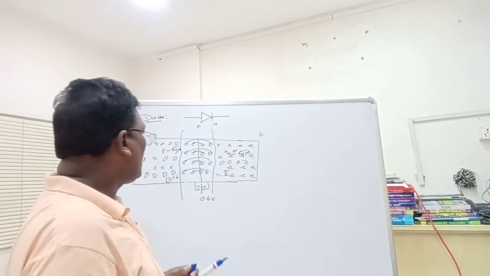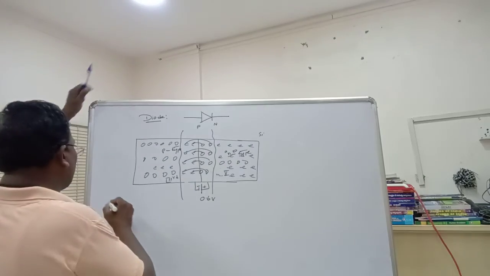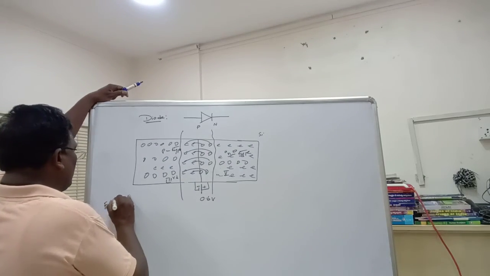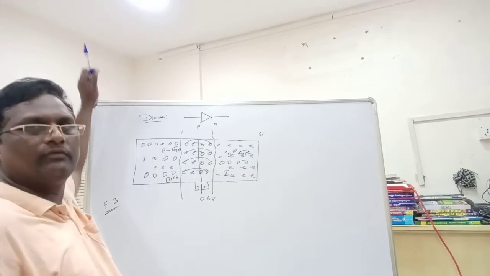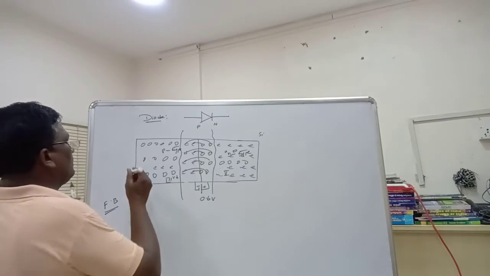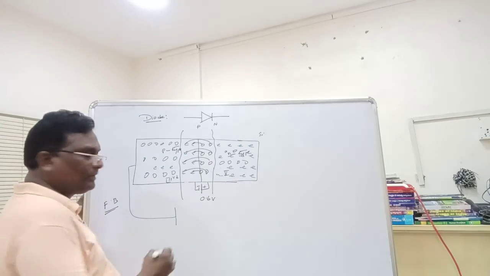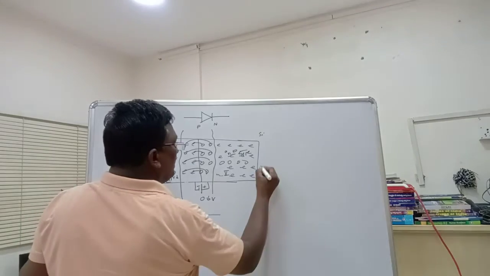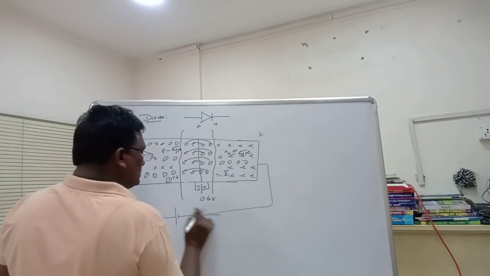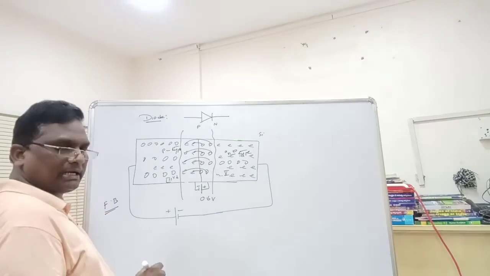Now this diode is connected in forward bias. So now we can see the forward bias. In forward bias, what are we doing? This P side is connected to the positive terminal of the battery and the N side is connected to the negative terminal of the battery.